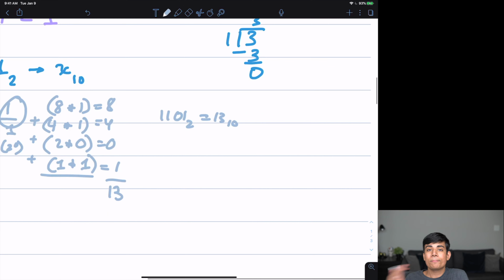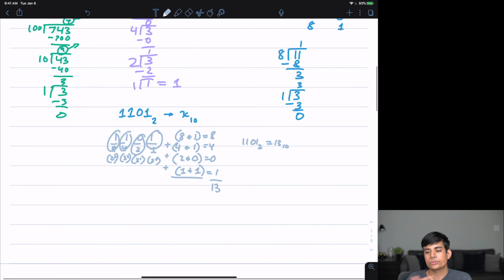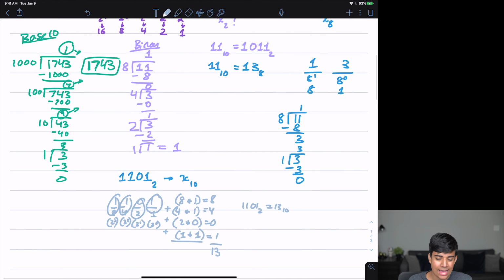And that's how you convert back to whatever decimal system you're used to. You simply can just use that method to multiply, and that works with anything. That works with even base 8 as well.